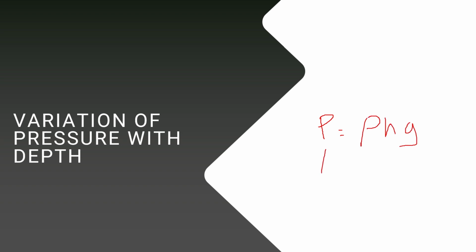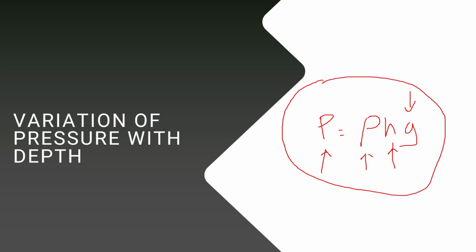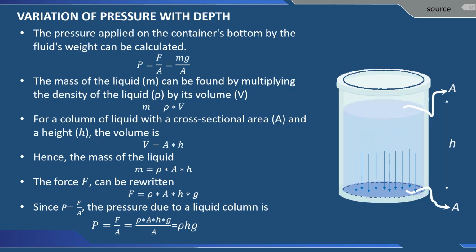where P is the pressure, rho is the density of the fluid, g is the acceleration due to gravity, and h is the depth within the fluid. This equation tells us that the pressure at a certain depth in the fluid is directly proportional to the fluid density, the acceleration due to gravity, and the depth itself. This slide shows how to derive the equation of pressure equal to rho, height, and gravity.